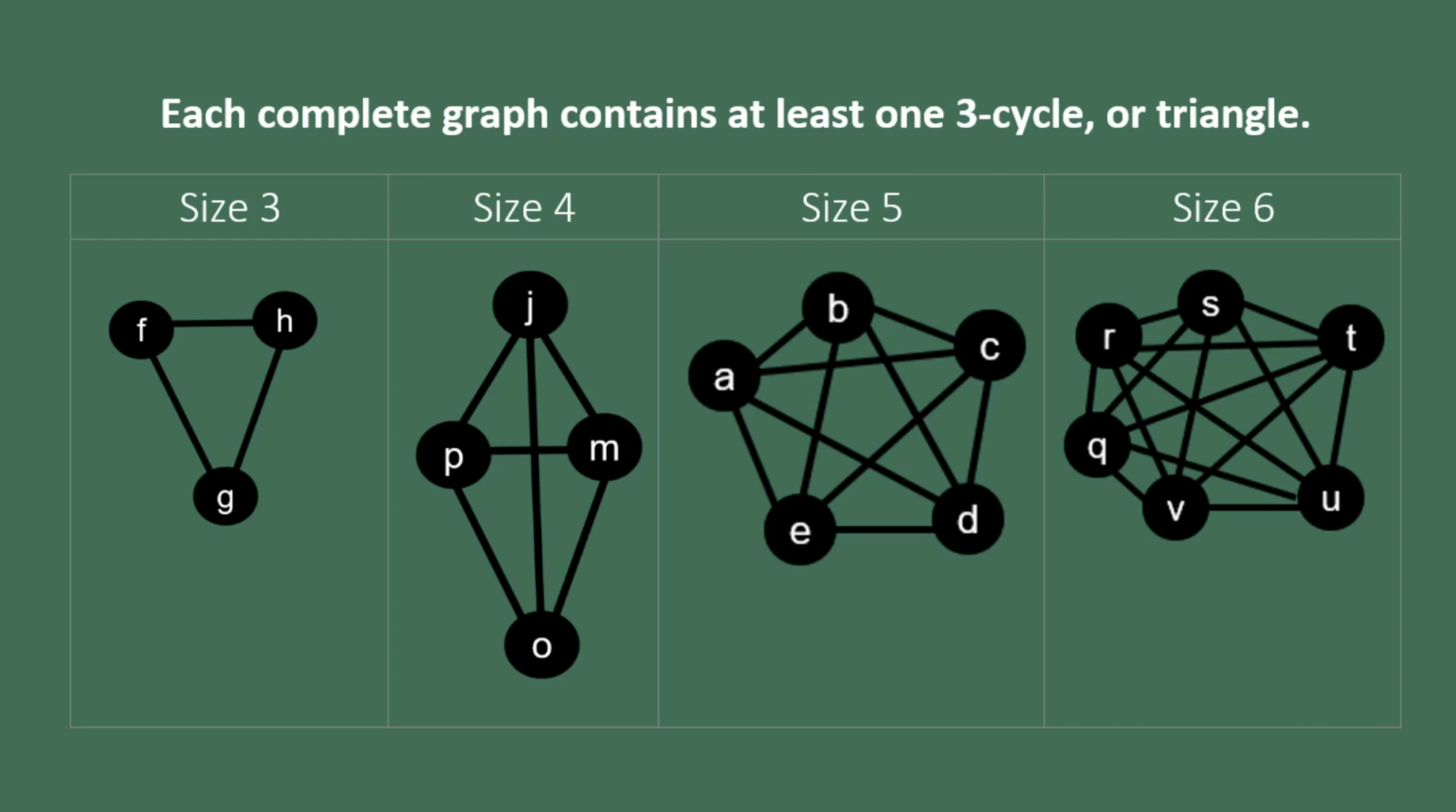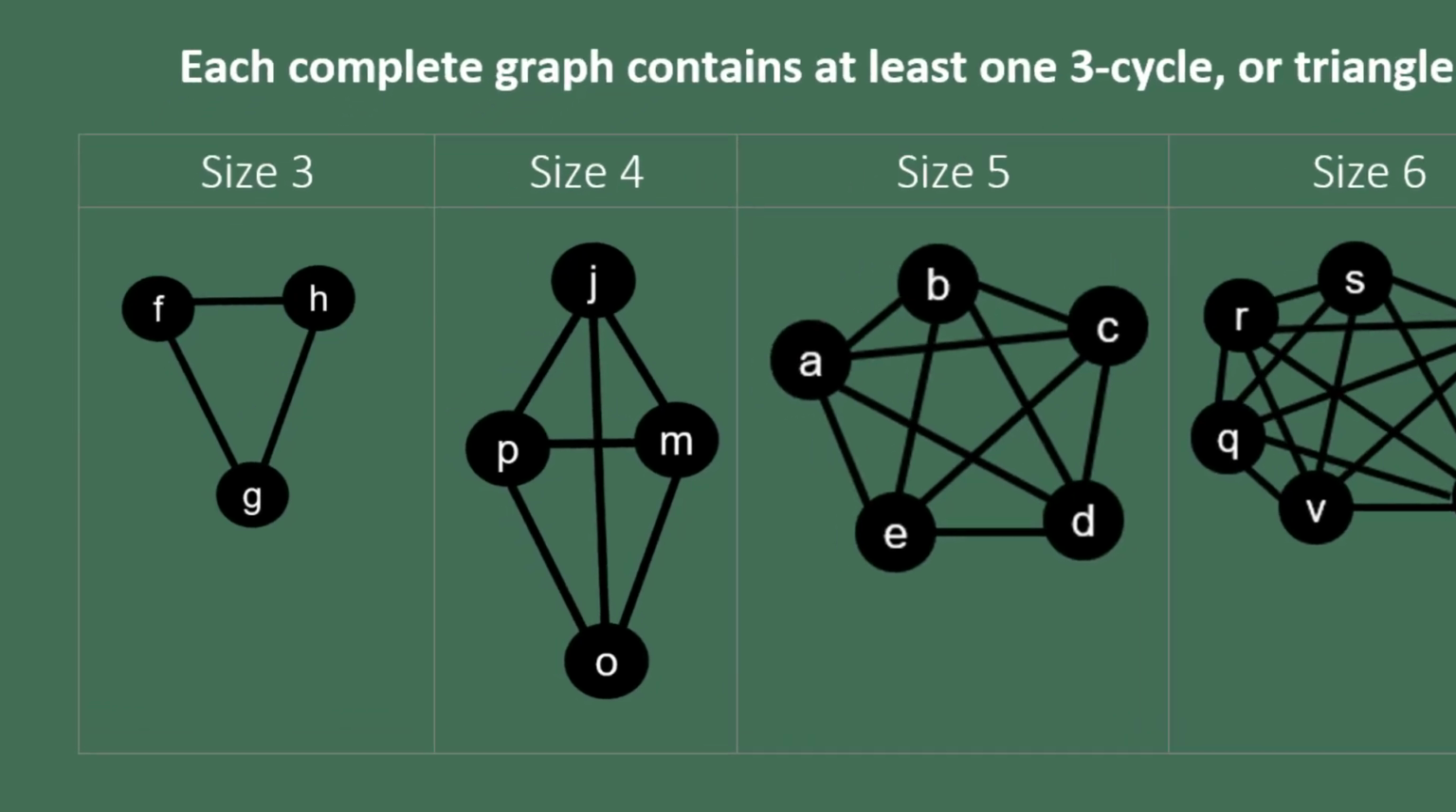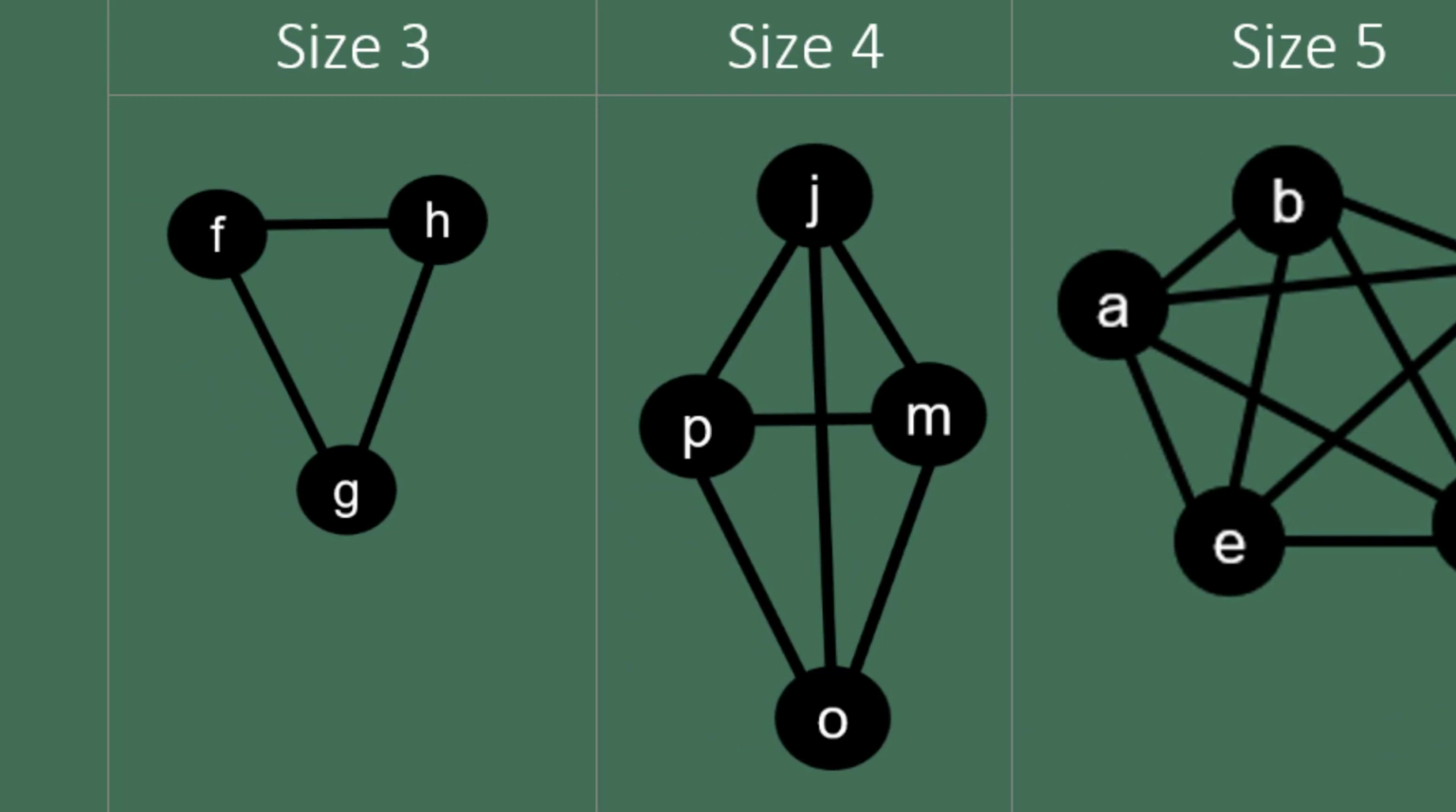I'm going to use a very methodical approach, going in alphabetical order so that I don't miss any triangles and I don't overcount either. So starting with the simplest one of size 3, I'm going to start with the letter F, which is the first alphabetically. I'm going to go to G next, and then to H, and then go back to F. And so I have that 1 3 cycle or triangle.